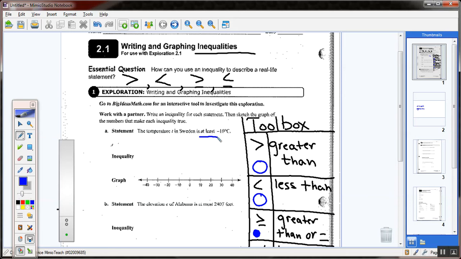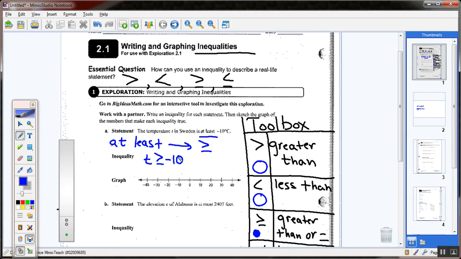So I want to make some notes up here. This phrase "at least" typically means you have equal to that value or more. So when we say the temperature in Sweden is at least negative 10 degrees Celsius, what variable are we using here? We're saying the absolute coldest it gets in Sweden is negative 10 Celsius. So the temperature T has to be greater than or equal to negative 10. So that phrase, at least, actually means what? Greater than or equal to.